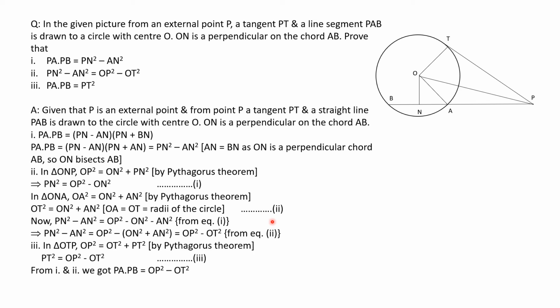Now, from equations 1 and 2, we got PA into PB equals OP square minus OT square, because from the first part we proved PA into PB equals PN square minus AN square, and in the second part we got PN square minus AN square equals OP square minus OT square. So we can write PA into PB equals OP square minus OT square, or PA into PB is nothing but PT square, because this is from equation 3. Hence proved.